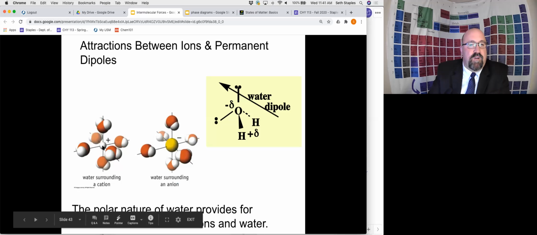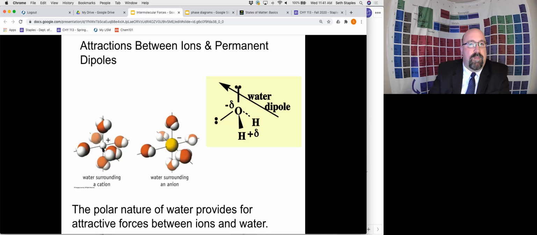And so we can see that here. Here's our positive cation. So here's maybe our sodium ion. And the water molecules all orient themselves in such a way so that the negative of the oxygen, remember this is our water dipole here, pointing towards our oxygen, our partially negative oxygen. Those partially negative oxygens orient themselves close to the positively charged cation. Here's our negatively charged anion, our Cl minus, and now the partially positive hydrogen ends orient themselves around our negatively charged anion. This is crucial when it comes to the ability of things to dissolve.